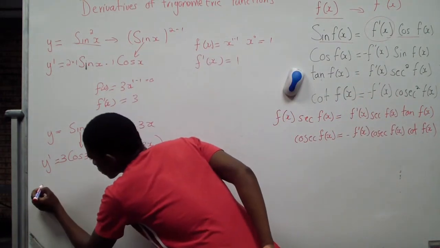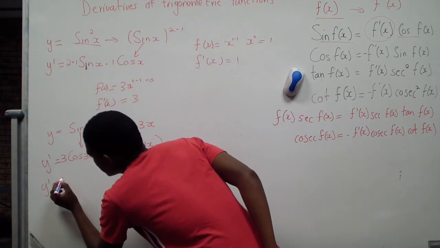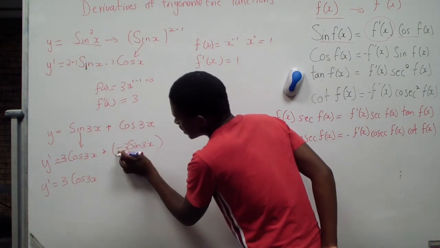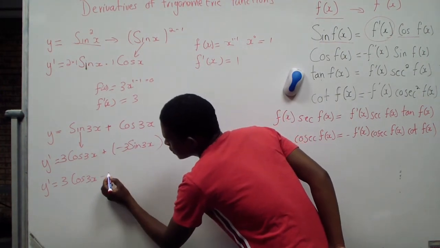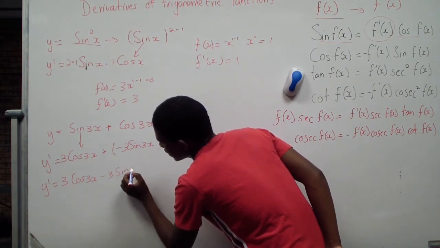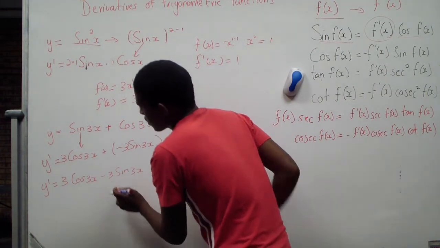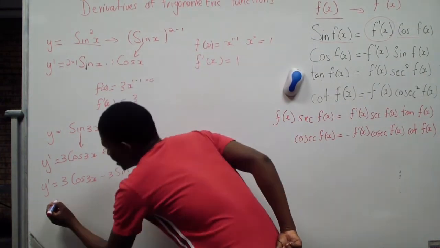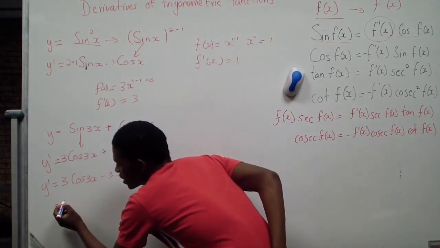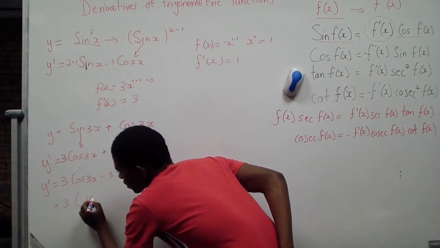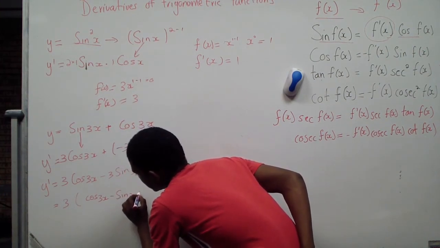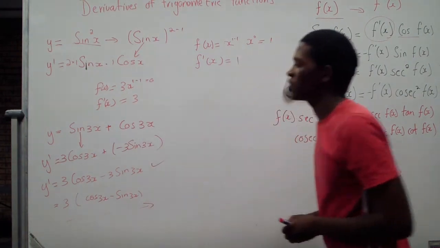To write this in a correct order, then you'll say, I'm having 3 cos 3x. Positive multiplied by a negative, I will have a negative 3 sine 3x. So now, I can also take out a common factor, which is 3, or you can also leave your answer here. So if you take out a common factor, you say 3 times cos of 3x minus sine of 3x. Then this is your final answer.